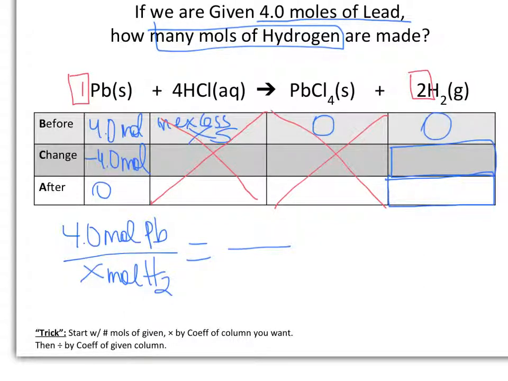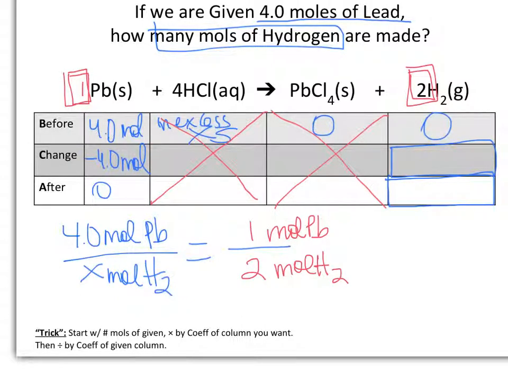So what we're going to do is go ahead and put the same units. So the units that are here in moles of lead, we're going to put over here, moles of lead. On the bottom, moles of hydrogen, moles of hydrogen. Where do those numbers come from? They come from our coefficients in our equation. 1 mole of lead for every 2 moles of hydrogen.